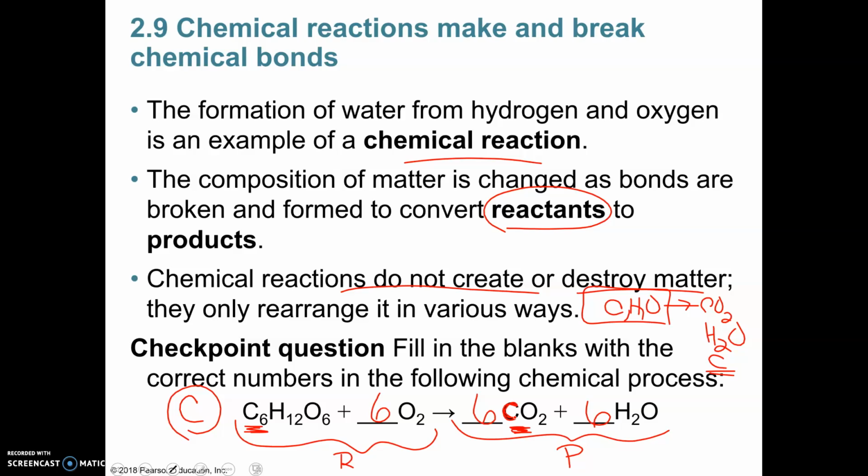In other words, a chemical reaction with the reactants on the left and the products on the right shows us the proper balance of how the atoms get rearranged.